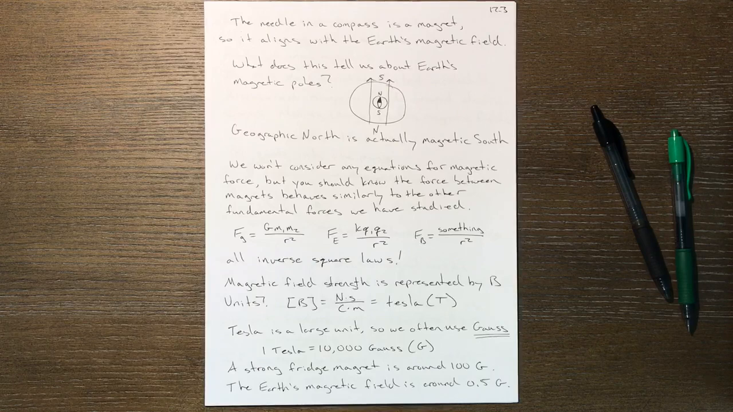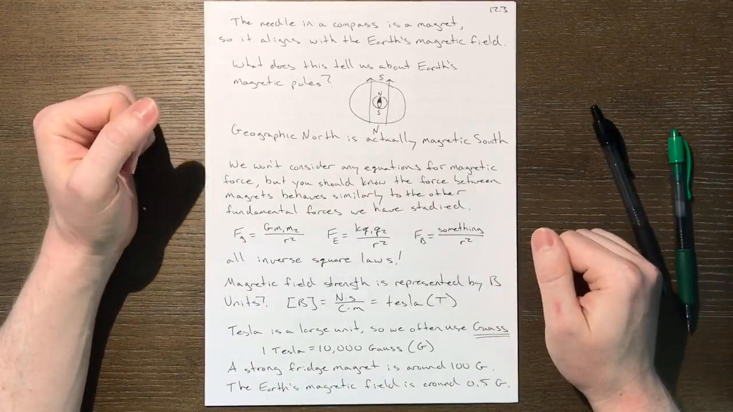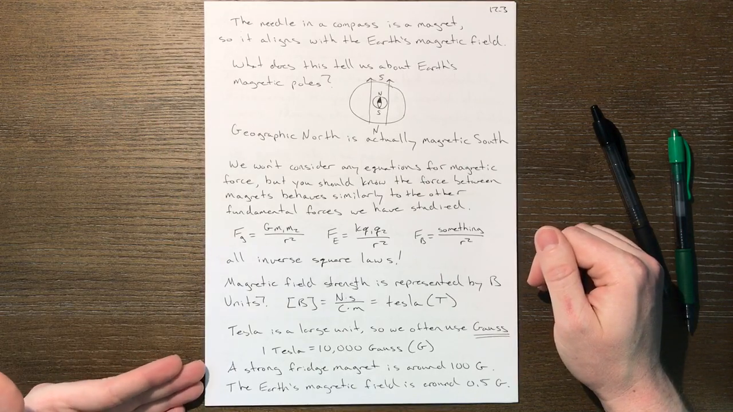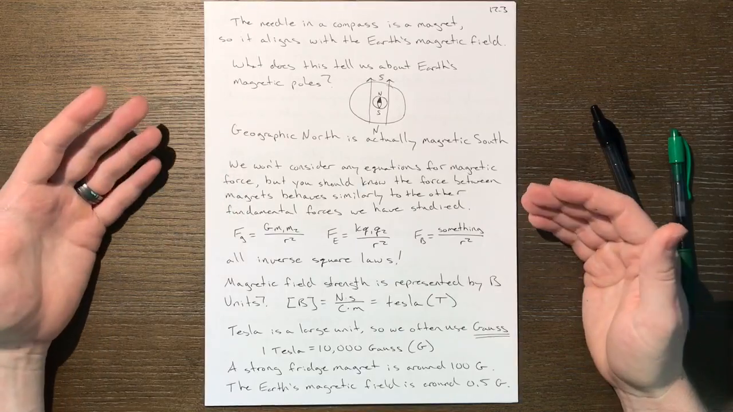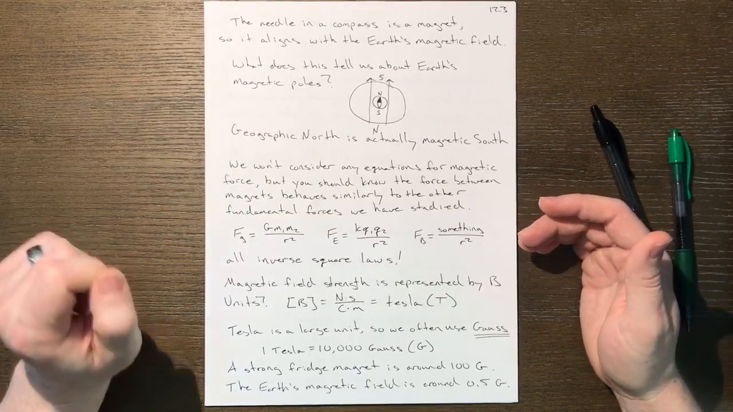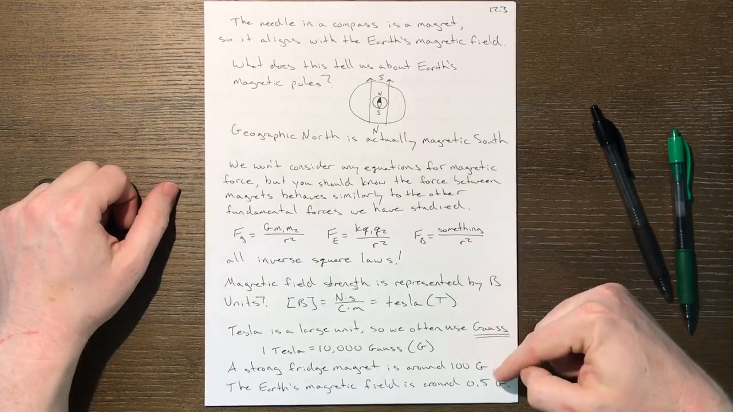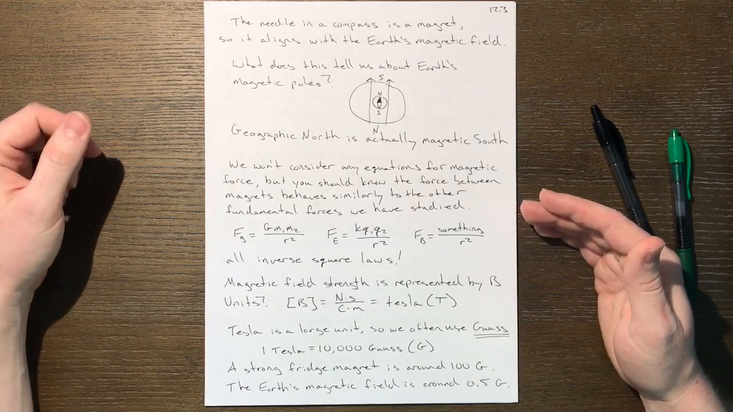However, there aren't many situations in which we are going to be dealing with magnetic fields that strong. To give you a couple of references, a strong fridge magnet, one of the simple ways that you're familiar with magnets, one that you might have to really pull off that fridge with a little bit of force, that's only around 100 Gauss. That would be a fraction of a Tesla.